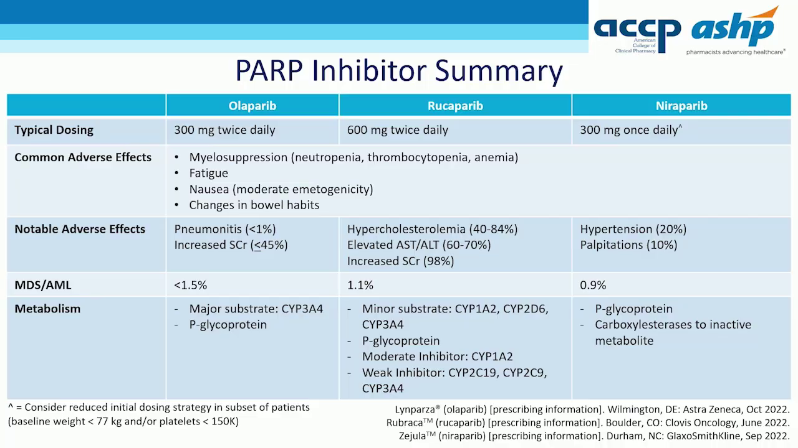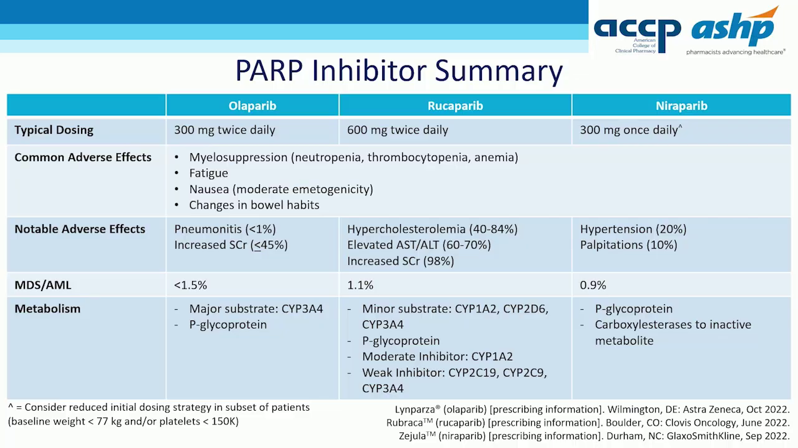Rucaparib has hypercholesterolemia, elevated ASTs and ALTs, as well as an increase in serum creatinine. It also comes with a caveat: it does have photosensitivity. It's our only PARP inhibitor that does have photosensitivity with it. And then niraparib has more cardiac involvement, so more hypertension and palpitations.